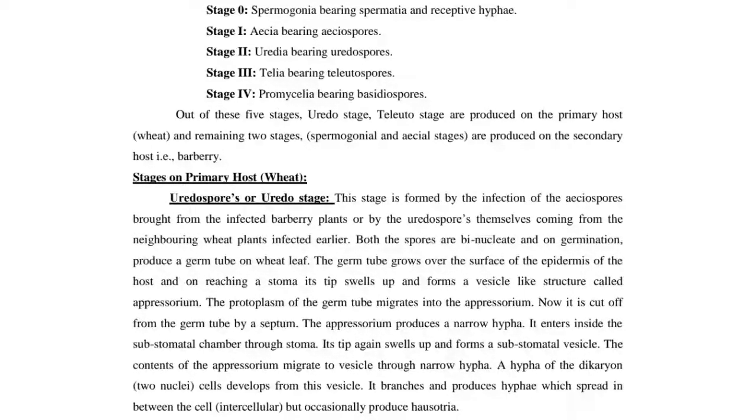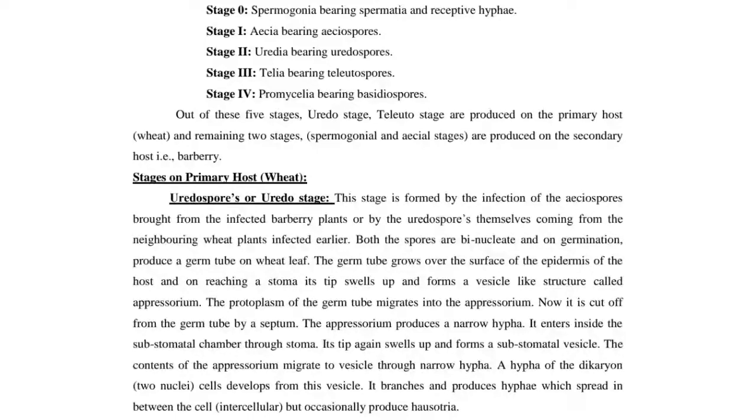Stage 2, uredia bearing uredospores. Stage 3, telia bearing teliospores. Stage 4, promycelia bearing basidiospores. Out of these 5 stages, the uredo stage and telio stage are produced on the primary host, wheat, and the remaining 2 stages, spermagonial and aecial stages, are produced on the secondary host, i.e., barberry.